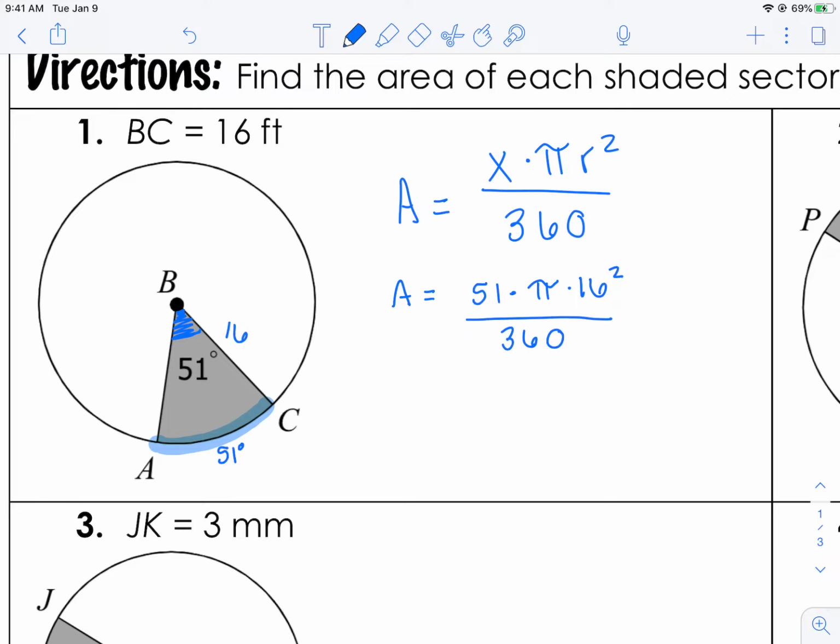Okay, so I'm going to simplify the top a little bit. So I get 13,056 pi over 360, and then I'm going to put that in my calculator. You could put the entire thing in your calculator. It's fine no matter what. Okay, and that gets me about 113.94 feet squared, and I am finding area.